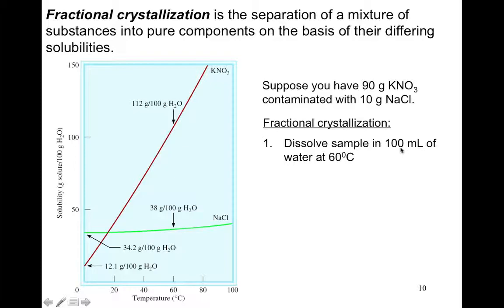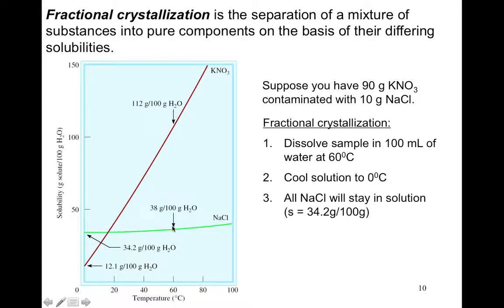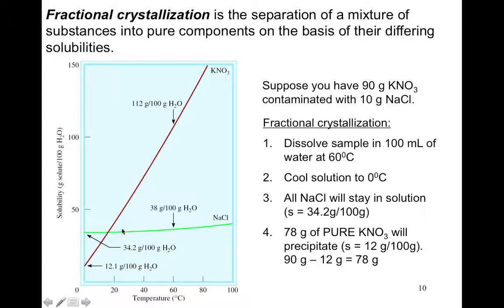If we dissolve the sample in 100 milliliters of water at 60 degrees Celsius, right here, and we cool it to 0 degrees Celsius over here, then what's going to happen is that salt is probably going to stay in solution, and 78 grams of potassium nitrate is going to precipitate. And so as we move this way with the temperature, sodium chloride's pretty much still going to be soluble here, but this red line for potassium nitrate really tanks down here when we start to get cold.